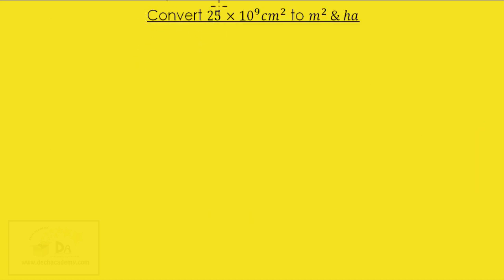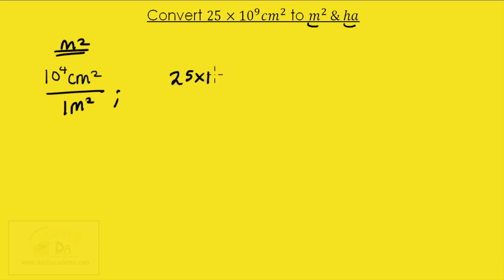Here's another problem. We need to convert 25 times 10 to the 9 centimeters squared to square meters and to hectares. So let's start with the conversion to square meters. We know that 10 to the 4 centimeters squared is equal to 1 meter squared. So 25 times 10 to the 9 centimeters squared can be obtained by multiplying this by the reciprocal of this fraction, you get that 1 meter squared is 10 to the 4 centimeters squared. So I need to get rid of centimeter squared and obtain meter squared.